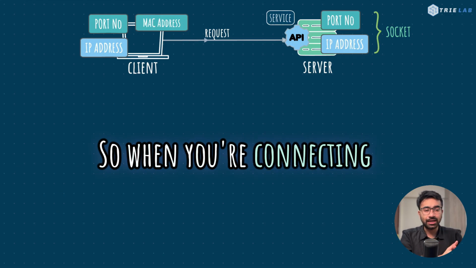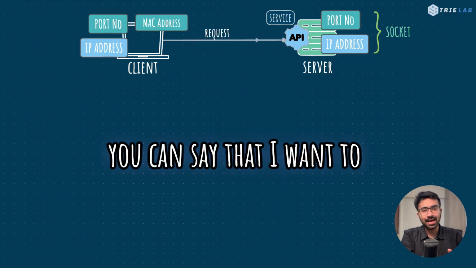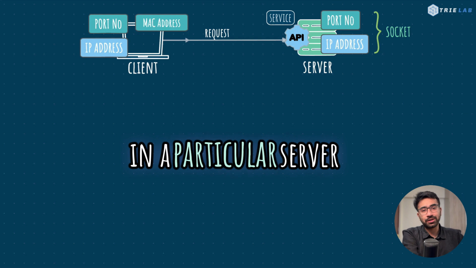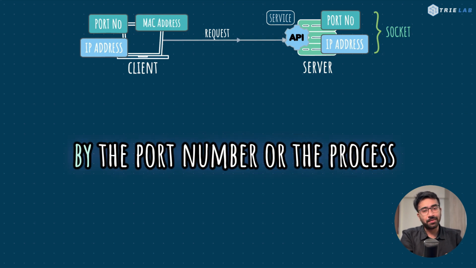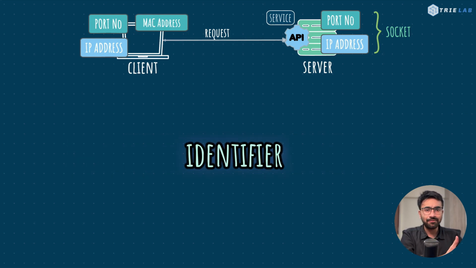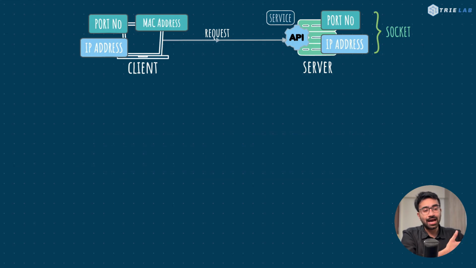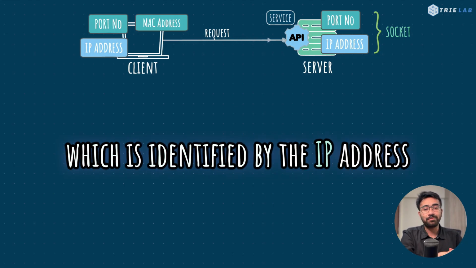So when you're connecting to a particular server, you can say that you want to connect to a particular socket in a particular server, which is identified by the port number, or the process identifier, and the global destination, which is identified by the IP address.